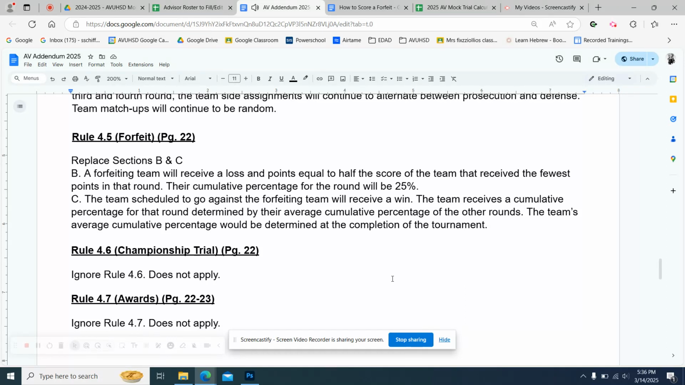Okay, as best as I can, I'm going to try to explain how I calculated the forfeits. A forfeiting team will receive a loss and points equal to half the score of the team that received the fewest points in that round. Their cumulative percentage for the round will be 25%.